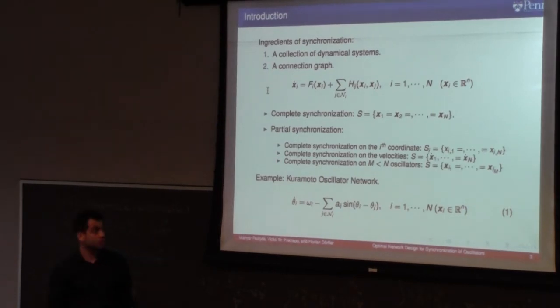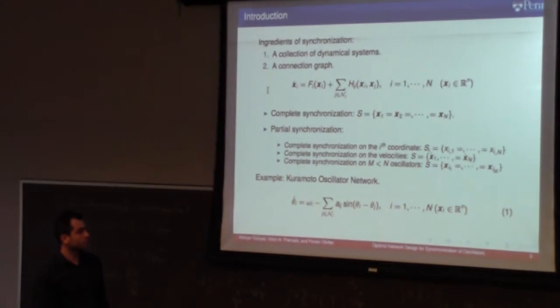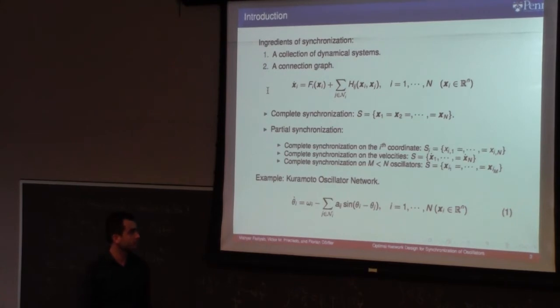We have different notions of partial synchronization. I have stated three particular definitions; there may be more in the literature. The first one is complete synchronization on just the ith coordinate, or a subset of the coordinates, of the trajectories. Another notion is complete synchronization on the velocities of the trajectories, not the state vectors. This is the synchronization manifold where all the velocities are equal to each other. And the last definition is complete synchronization in a local sense, meaning that not all the nodes, but a subset of the oscillators synchronize their trajectories together. So we have these three different notions of partial synchronization.